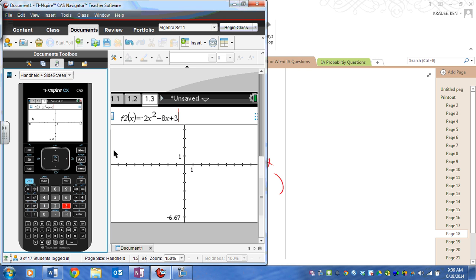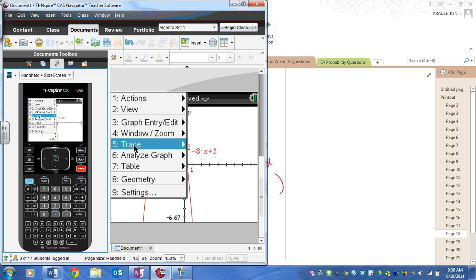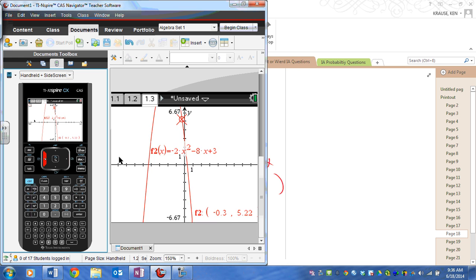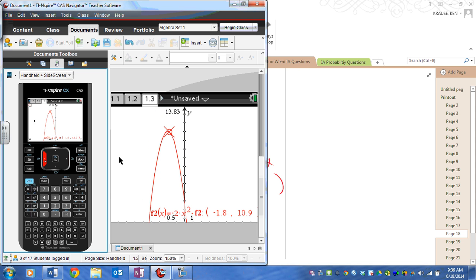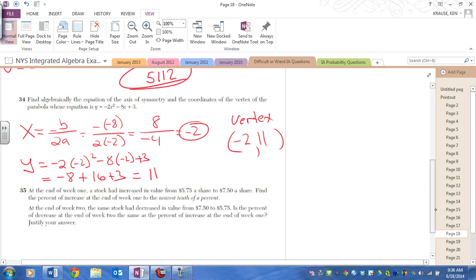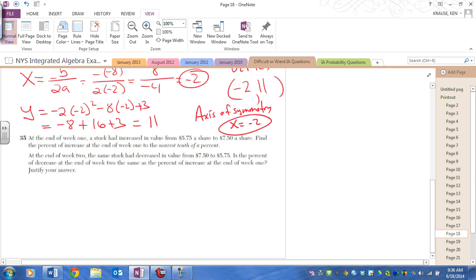I know it's an upside down parabola. And to find the vertex, we'll go to menu, and we'll go to trace, and we'll go to graph trace. And you see the blinking arrow, you got to use it left and right. There's maximum, negative 2, 11. There it is right there. All right, let's go on. Moving on, we're almost done here. At the end of 1, I forgot the axis of symmetry. X equals negative 2. So those are the two parts of the answers.